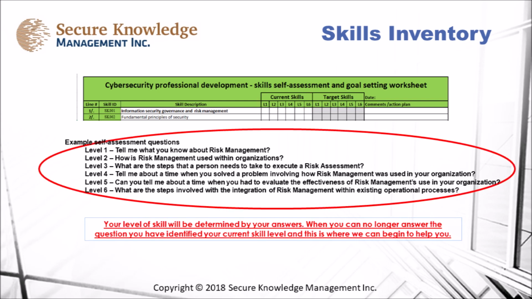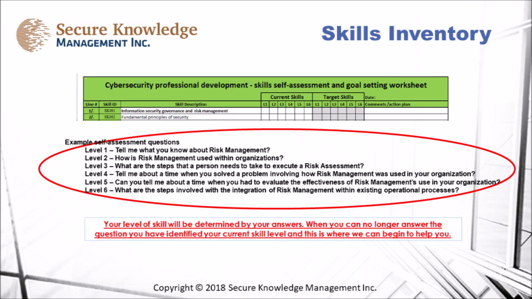The following example is based on risk management, but it could be curtailed and designed to address a specific skill set. For example, if we want to know how much a student knows about a subject, we might ask them, tell us about that subject. For instance, risk management. Then if we want to understand if they know what they're talking about, we might say, how is risk management used within your organization? If we want to see if they've reached level 3 application, we might ask the question, what are the steps that a person needs to take to execute risk assessments?